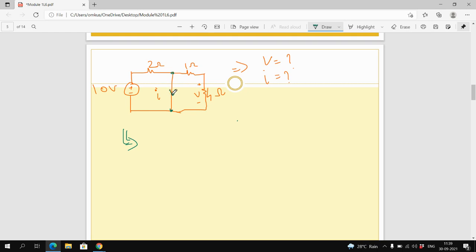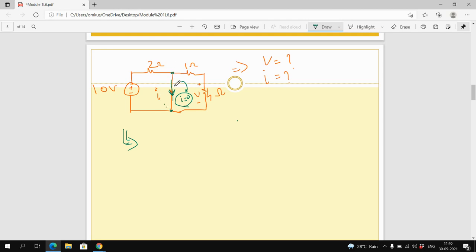This is a branch which has no element, so this is a short circuit, right? When a short circuit happens across any branch element, the overall current flows through that short circuit branch. So when these two nodes are short circuited, no current flows in that direction, so the current flowing in that direction is 0.